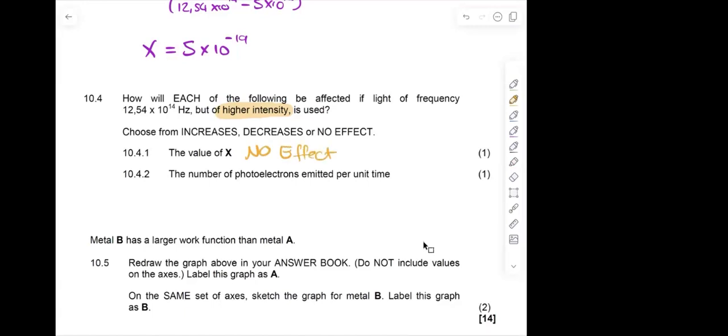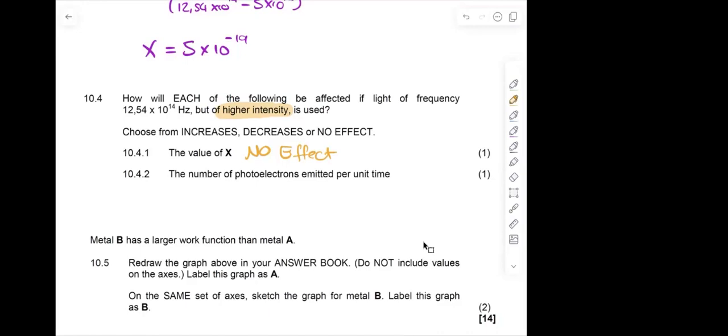Remember again, intensity means I've got more photons. More photons means I'll have more photoelectrons, but they're all at the same energy. The only way to increase the energy of the photoelectrons is by increasing the frequency of light.